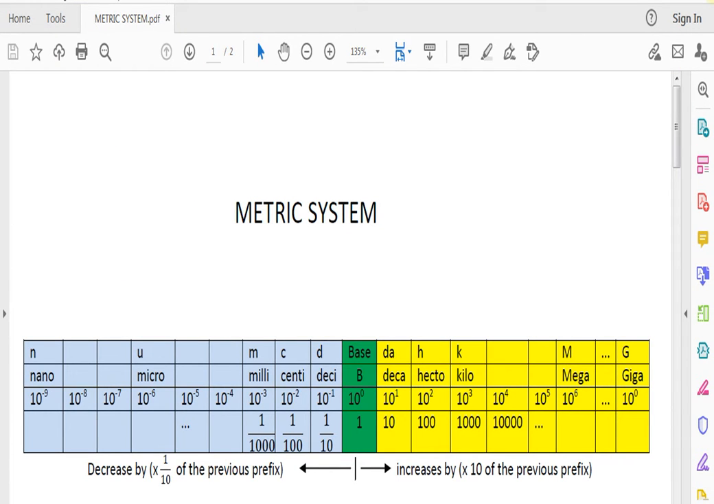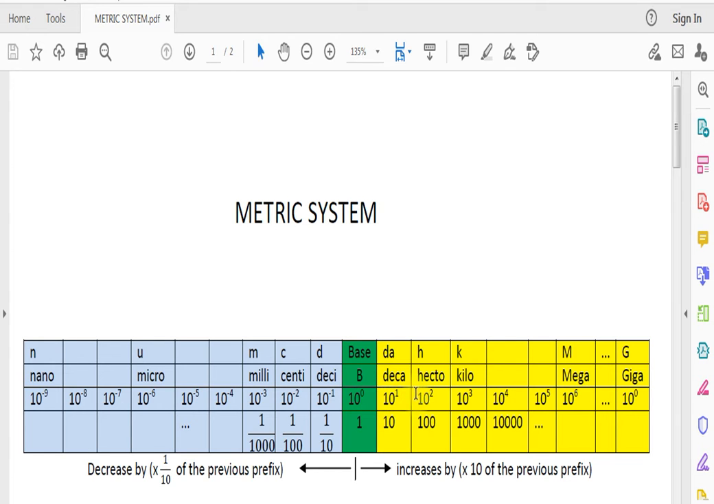Let's see what the metric system is. This is a metric system. The green side stands for the base. The base can be liter, it can be meter, and it can be gram. Now you can actually combine this base with each of these prefixes to form a bigger unit or a smaller unit. For instance, I can combine meter with kilo, and I'll have kilometer, which is the same thing as 1,000 meter. Now the base is actually one, or a unit.